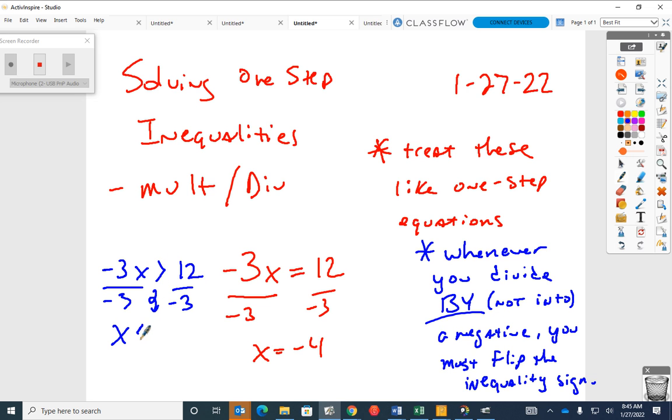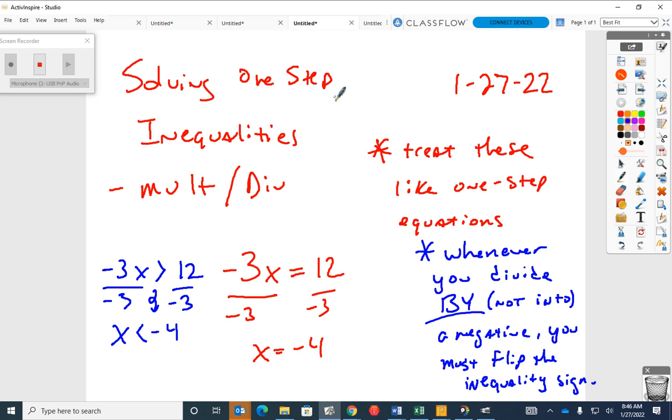So x, but this inequality sign is going to flip. It is now going to be like this. And what is 12 divided by negative 3? Negative 4. Do you understand that? Is there more to that? Yes, there will be.